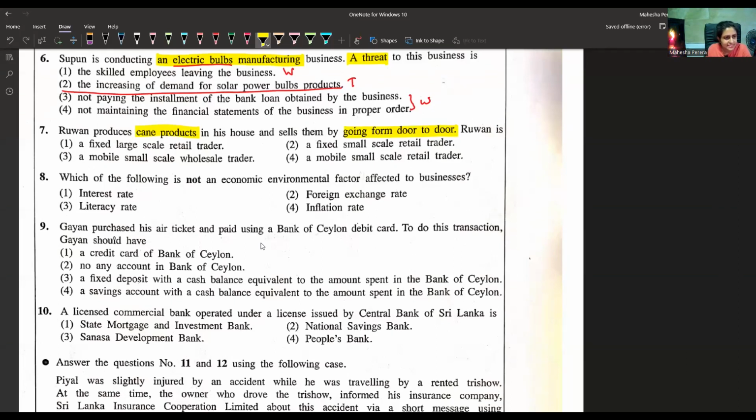He sells by going from door to door. This is actually a grade 11 topic. This has to be a mobile business. Mobile means going from one location to another. They are not fixed to a certain location. They go door to door, or maybe fair to fair, maybe city to city, or whatever.